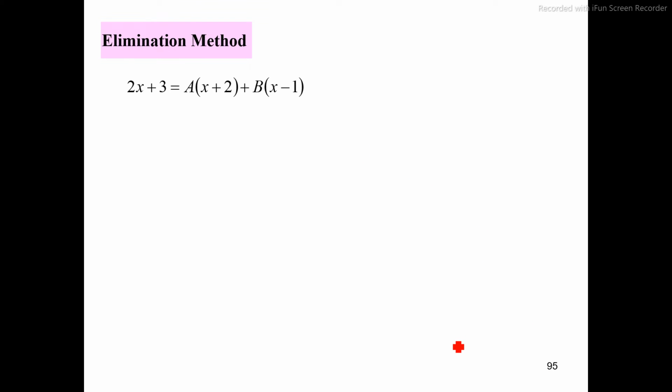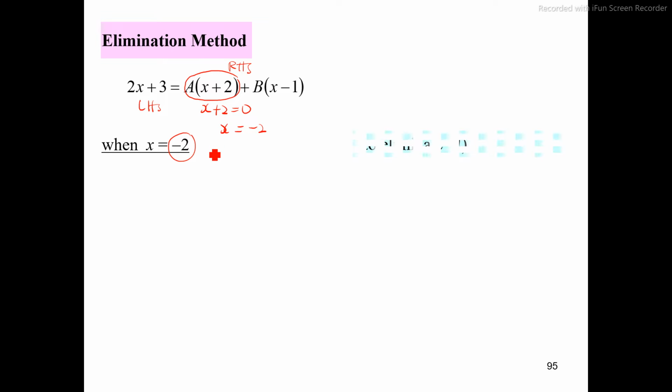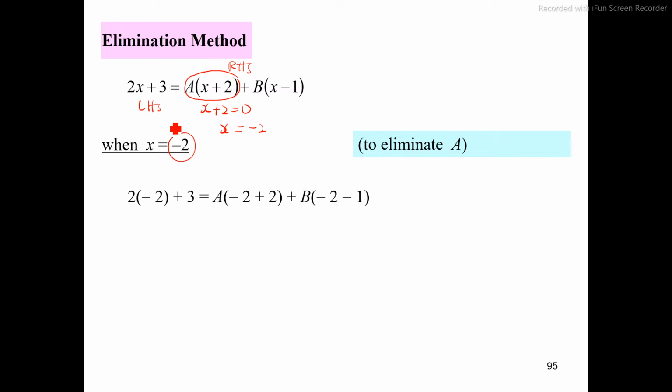So what is the elimination method? First we are going to let this one be 0. When x plus 2 equals 0, you get x equals negative 2. So you substitute x equals negative 2 on the left and right. From the left until the right, substitute all x with negative 2. Now you substitute one by one.